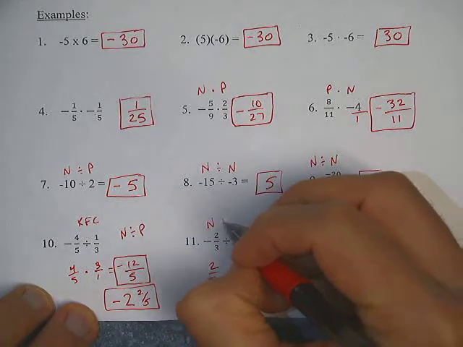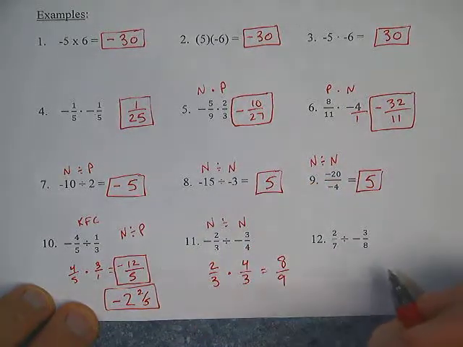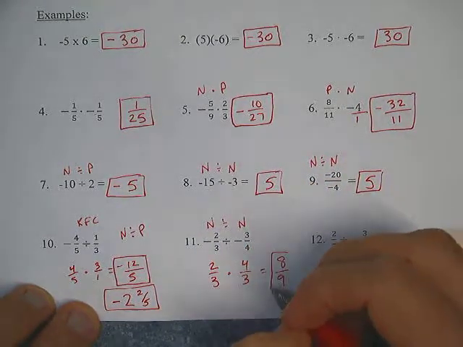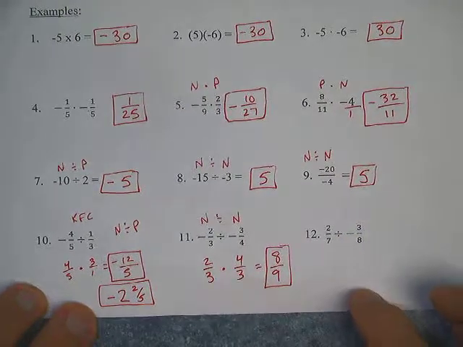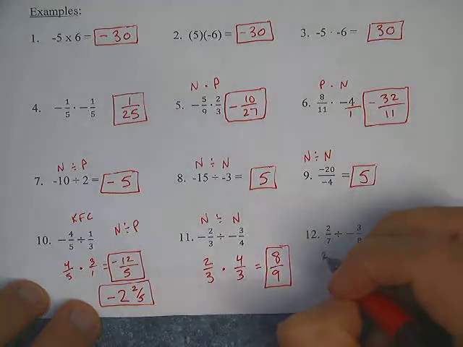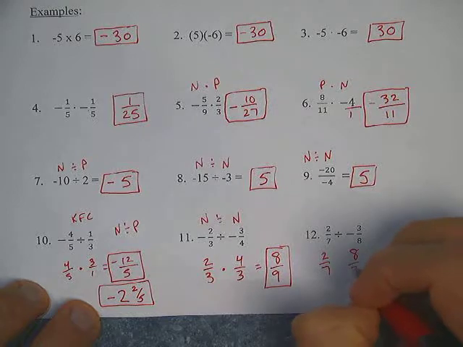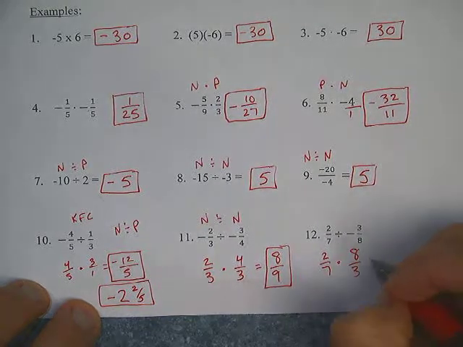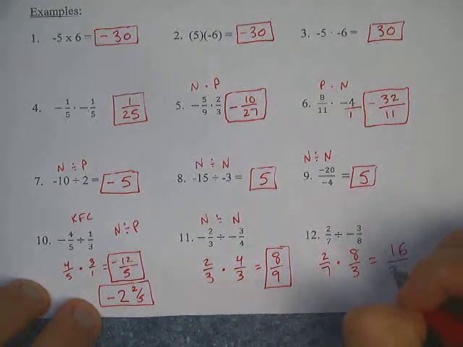Okay, KFC this one. So keep, flip, change, multiply. You're going to get 8/9. This is a negative divided by a negative. That's a positive. Answer is just 8/9.